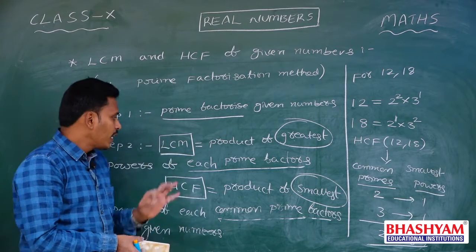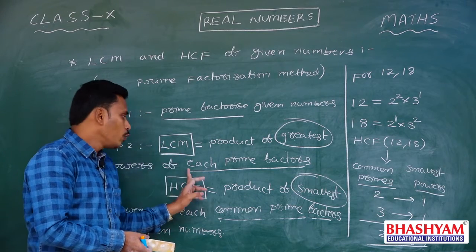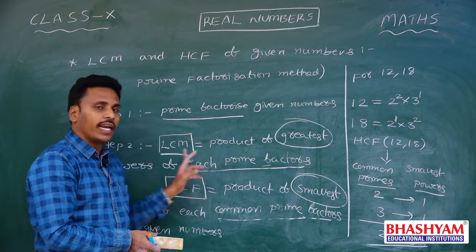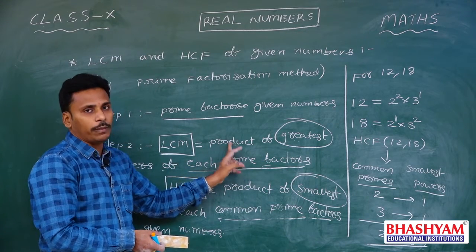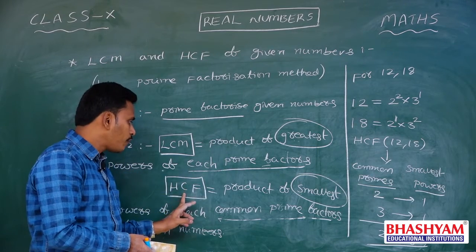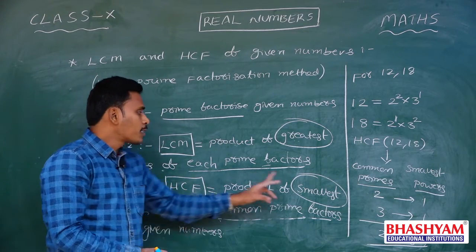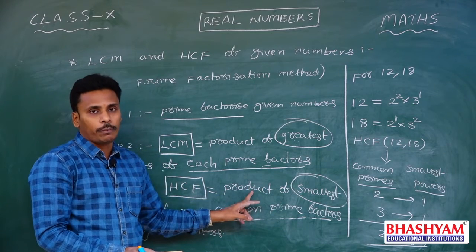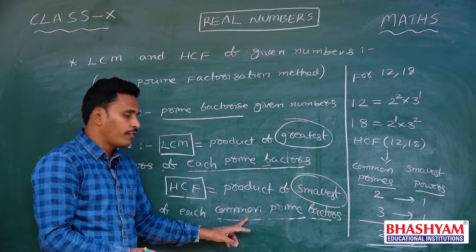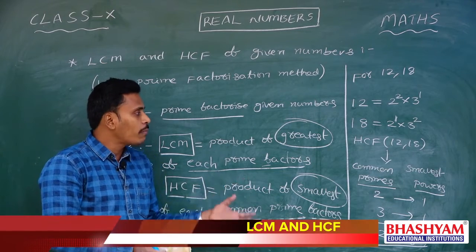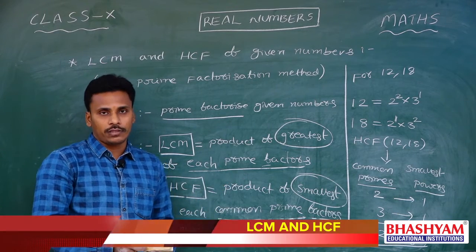Just note that to find the LCM, you need to list each prime factor along with its greatest power, and then multiply. And to find HCF, list out the common prime factors along with the smallest powers, and multiply. By using these two rules, we usually find the LCM and HCF for the given numbers, right?